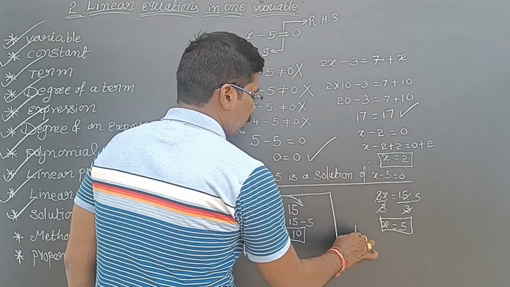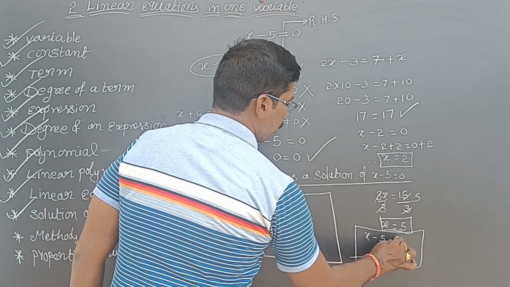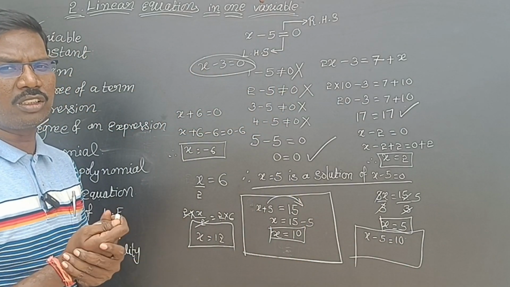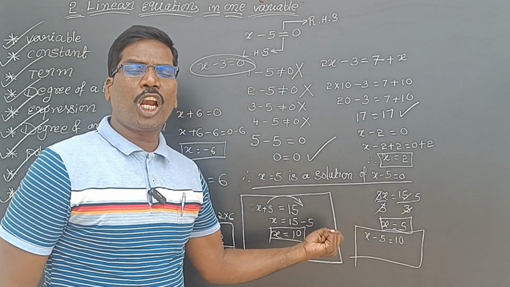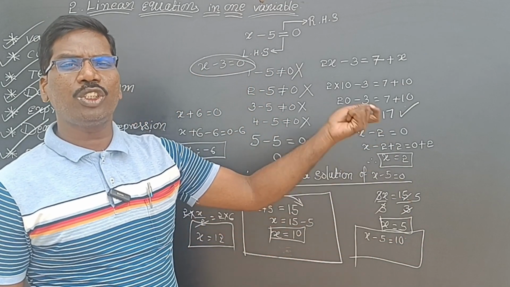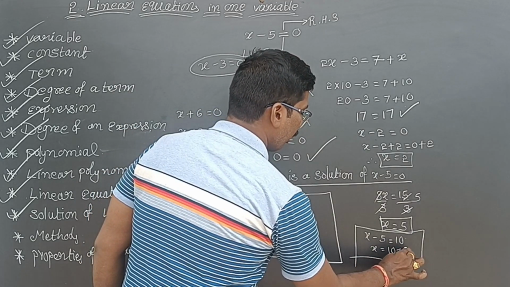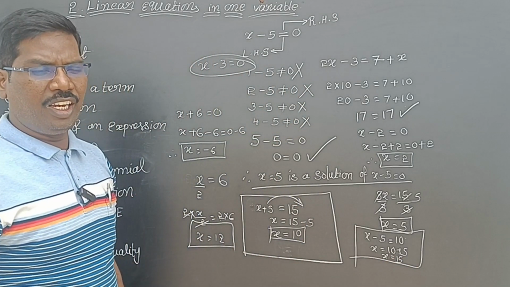Now, x minus 5 is equal to 10. Now I want to find the answer. Minus 5 transported to the other side will become positive, so plus 5. Then what happens here? x is equal to 10 plus 5. That is, x is equal to 15.